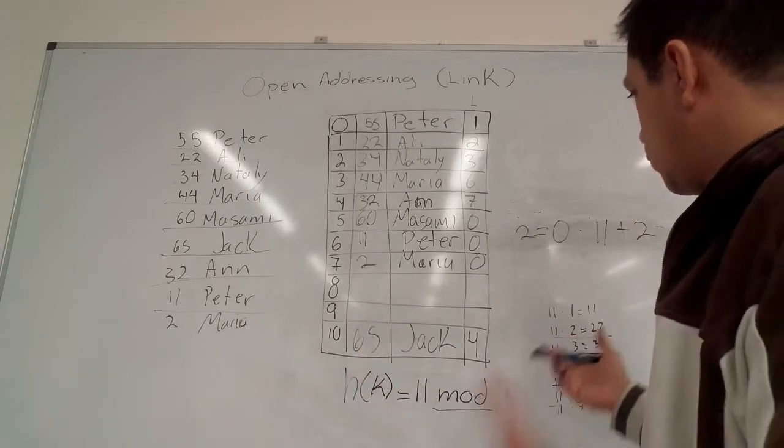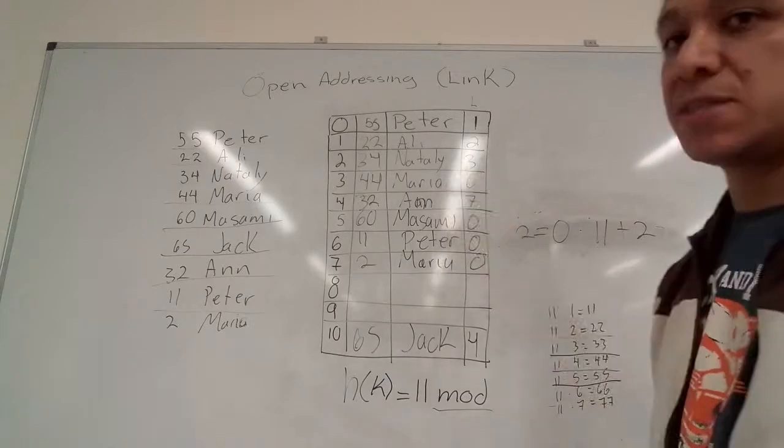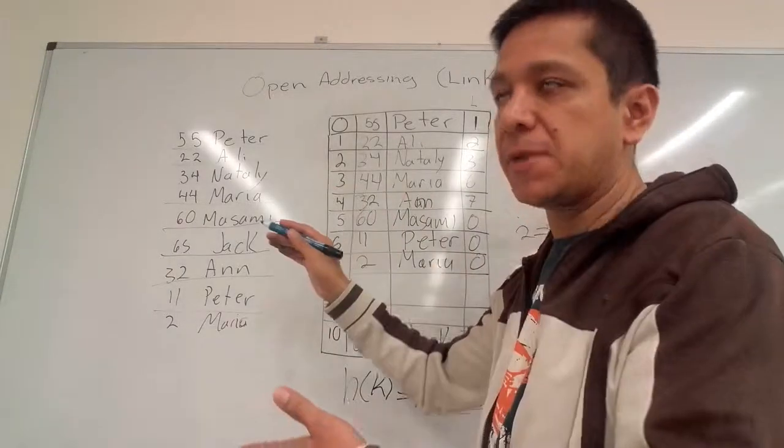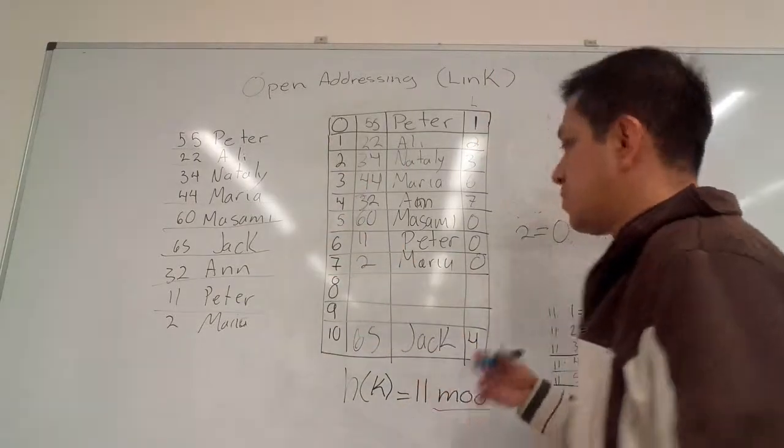So this is the correct way to solve this open addressing with linking, because we want to link to where the person should be, but is not.